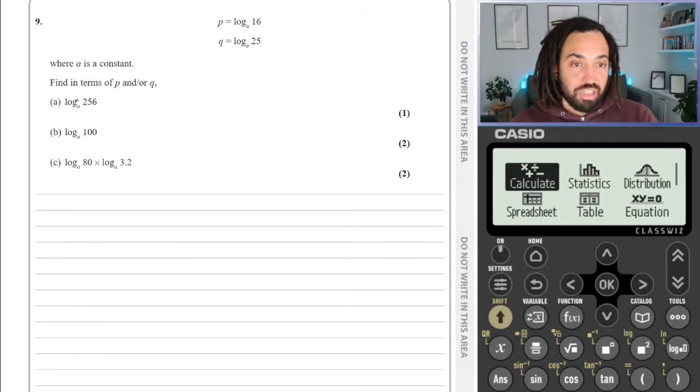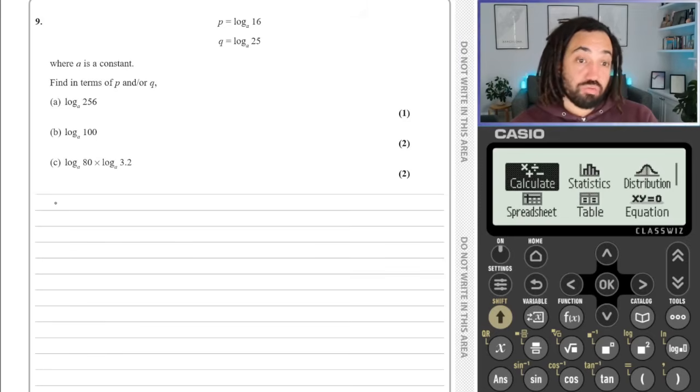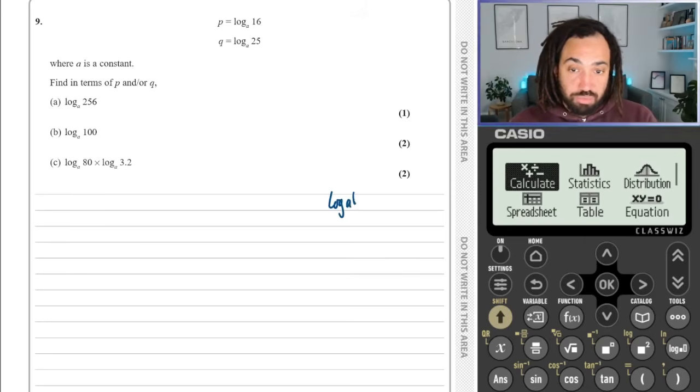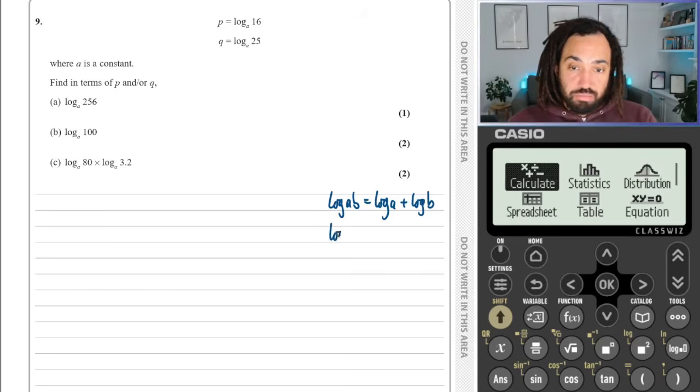So, the trick here is to know your log rules. That's going to be really helpful. So let me just write out the ones which are really important to know, and that is that log AB is equal to log A plus log B. Log of A over B is equal to log A minus log B.